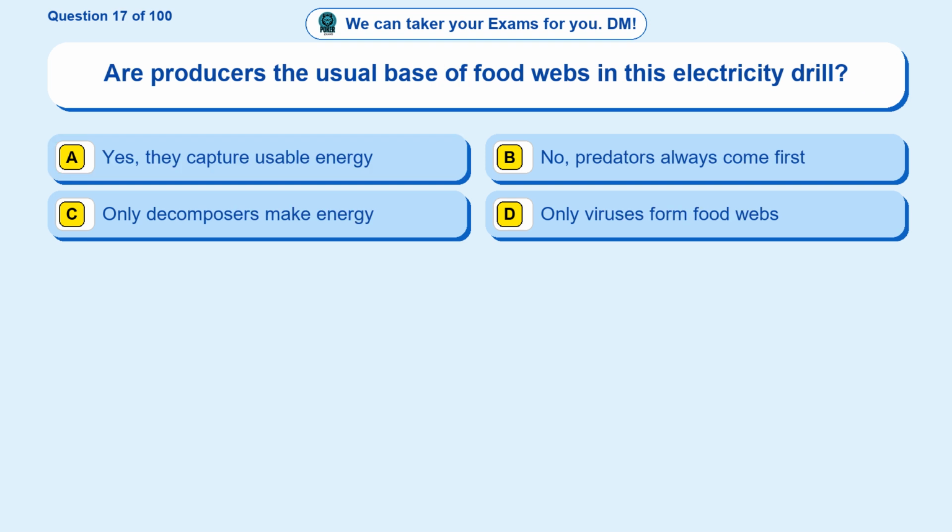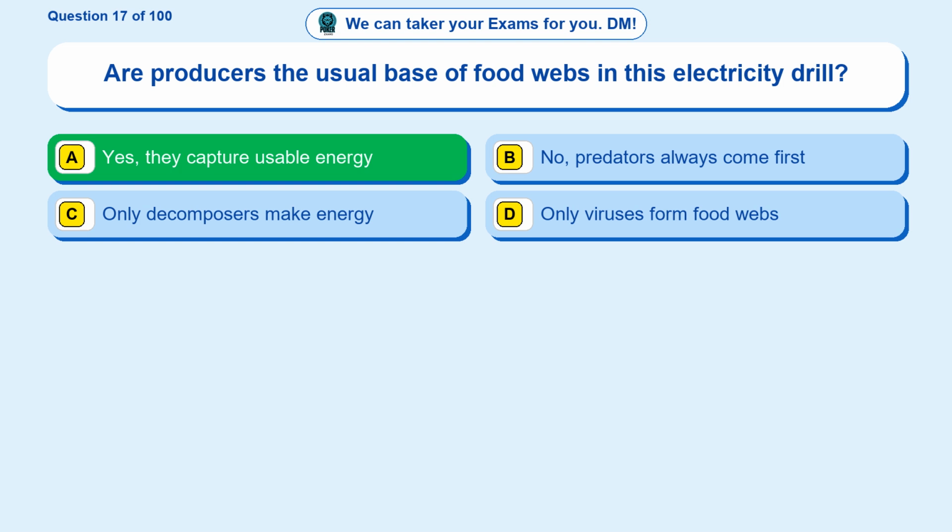Question 17. Are producers the usual base of food webs in this electricity drill? Option A. Yes, they capture usable energy. Option B. No, predators always come first. Option C. Only decomposers make energy. Option D. Only viruses form food webs.